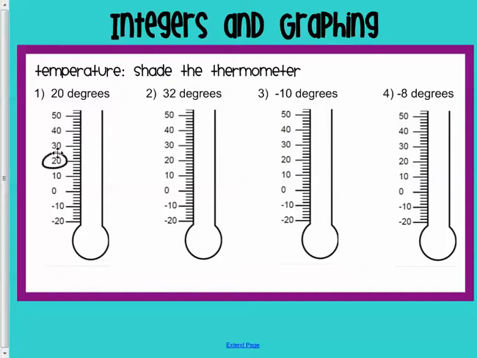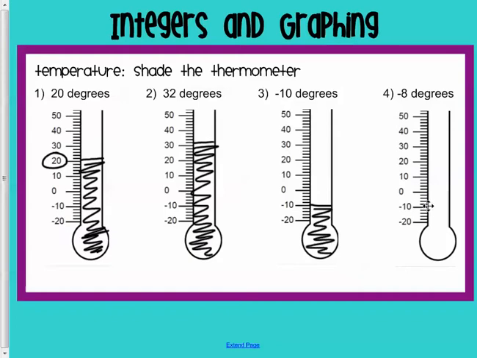Okay, so here's 20 degrees. So you shade it in. I want to make sure that you have these drawn. 32 degrees would be right here. Negative 10 degrees would be right here. And 8 degrees. Okay, this one you have to start at 0 and remember count down to 8 because it's right above 10 degrees.